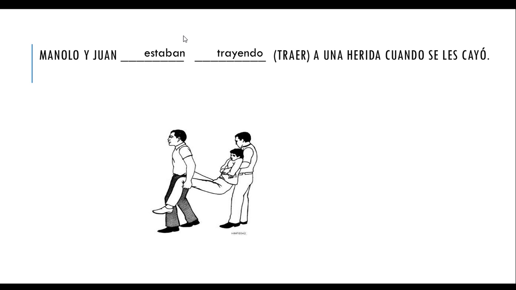estaban trayendo. All right, so those are the uses of the imperfect progressive. You'll be tested on this at the end of this unit.